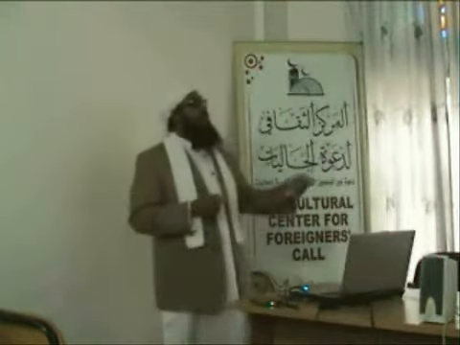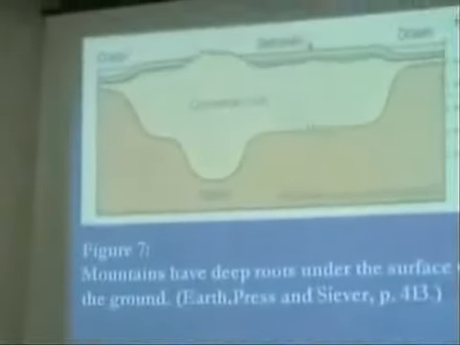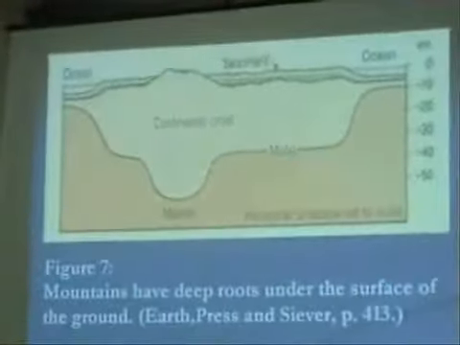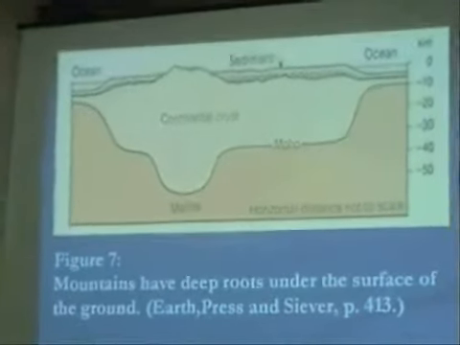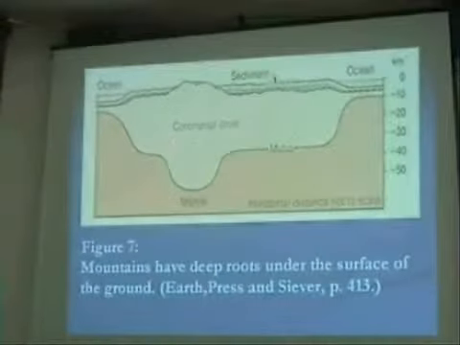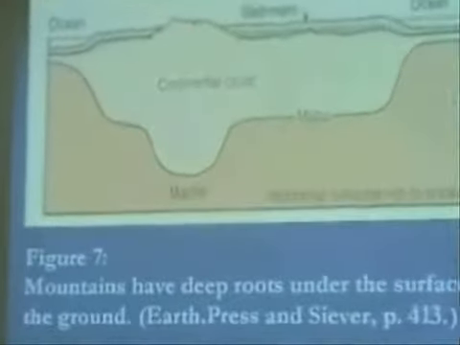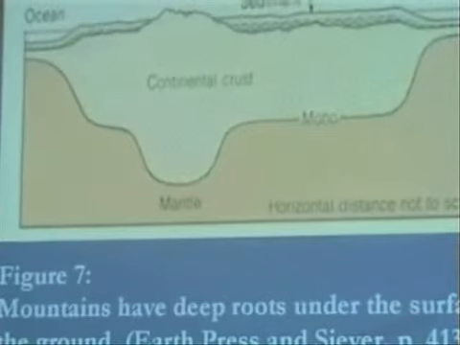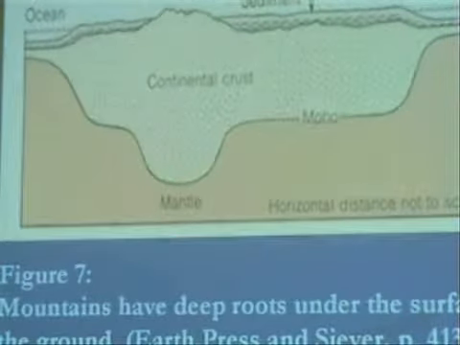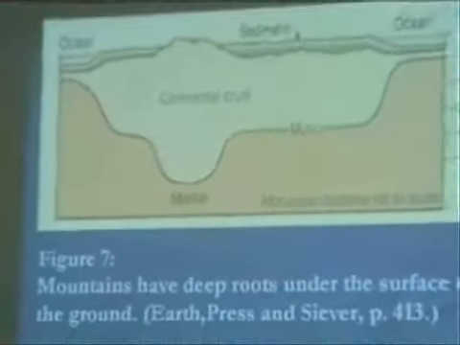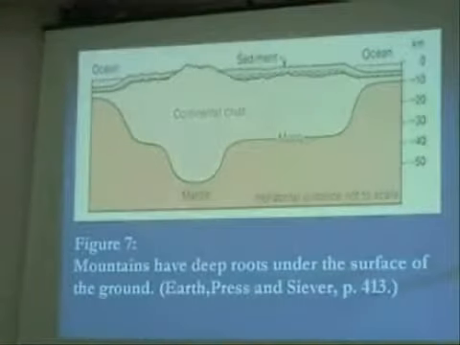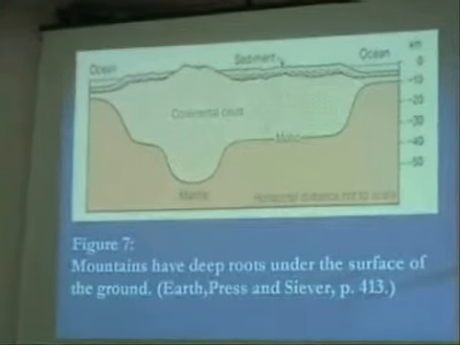So, this is a figure about the different layers of the Earth. We have here the continental crust. We have here the tops of the mountains. We have here the root, or the roots of the mountains. We have here the mantle. What are these different layers?